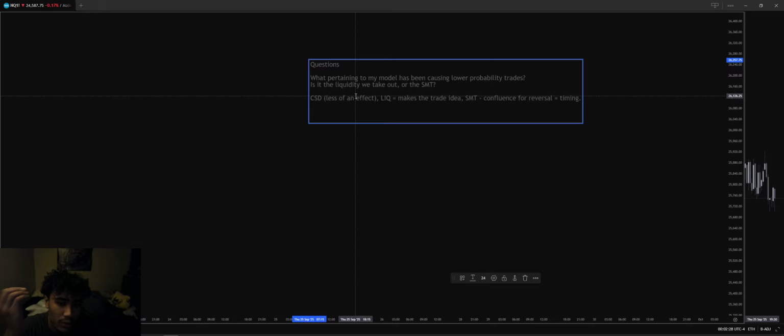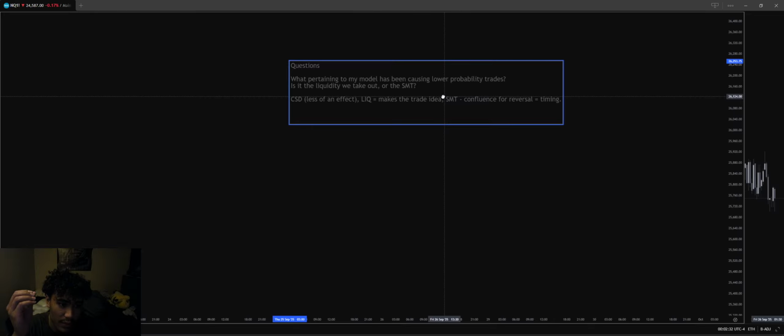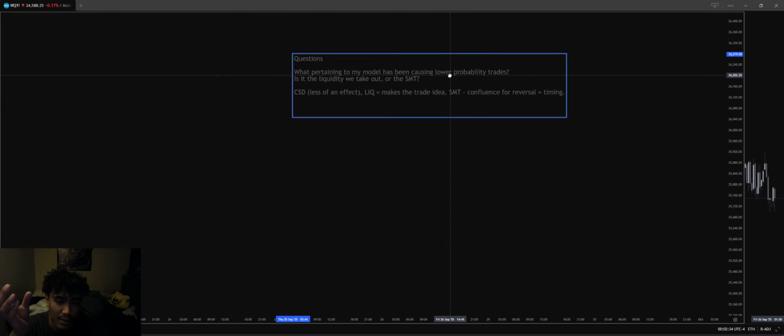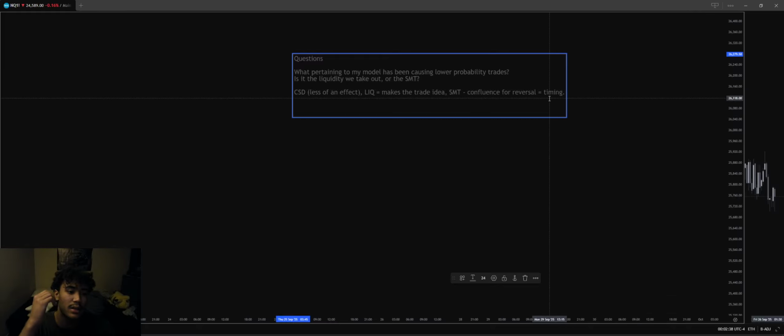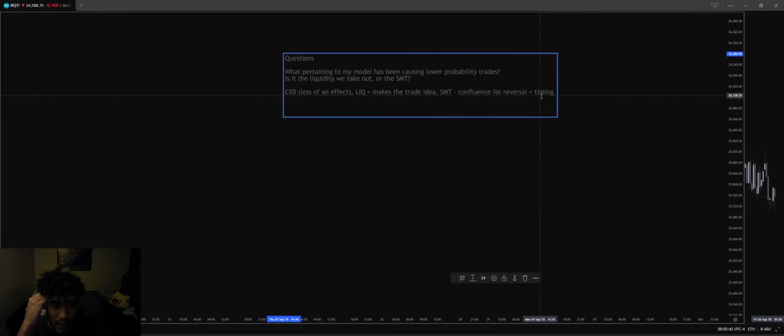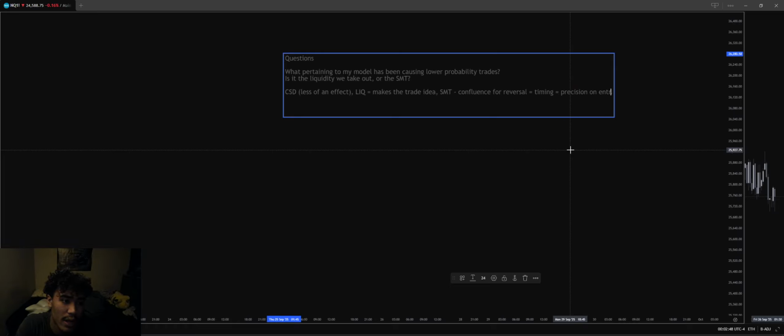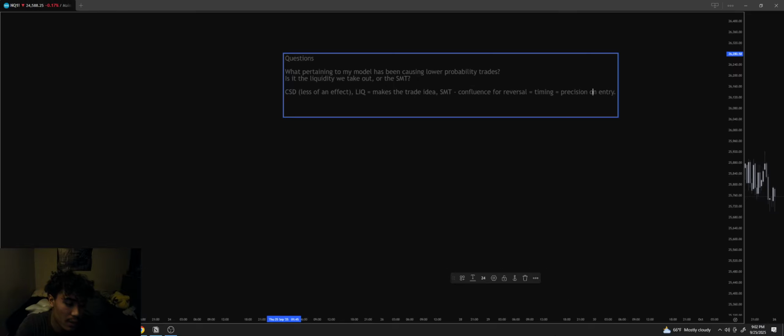Okay, now I'm also starting to understand why my model works. The SMT confluence is the confluence of timing. It's not that I utilize macro, micro, or whatever. This is what helps me narrow down the time and the precision. So the timing also equals precision on entry. That's why everything is paired together.